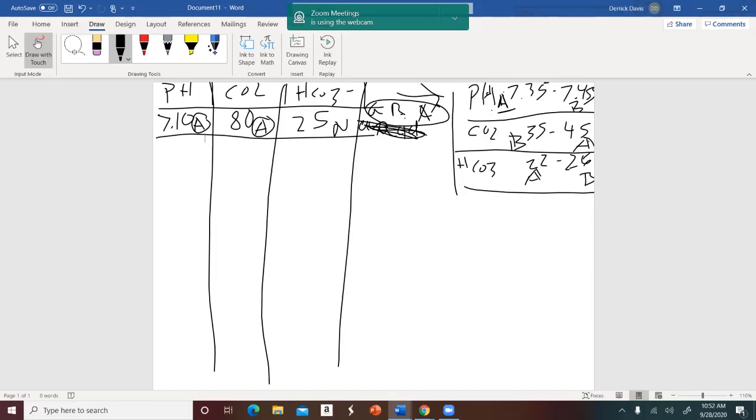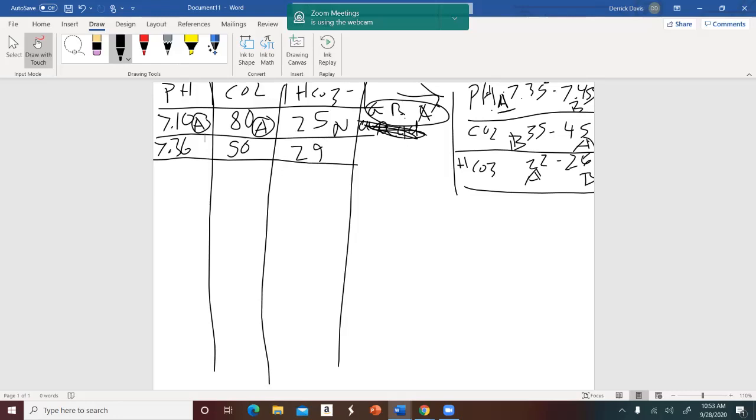So let's try another one. I'll try not to talk nearly as much during this one. So let's do this one: 7.36, a CO2 of 50, and a bicarb of 29. Okay.